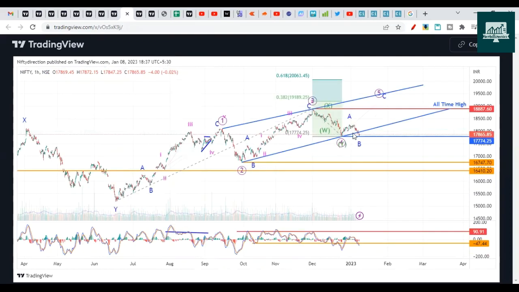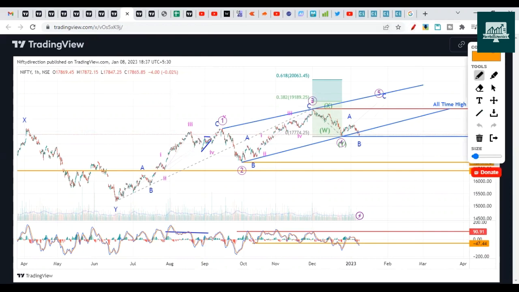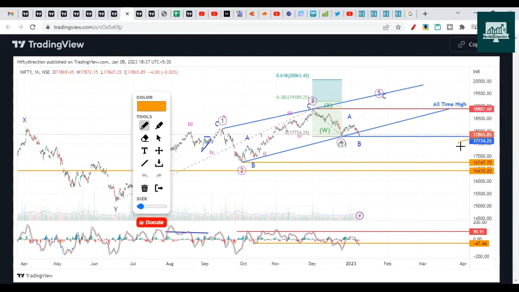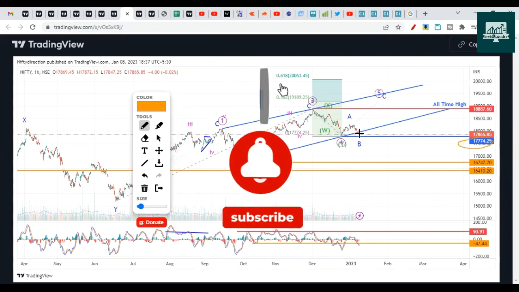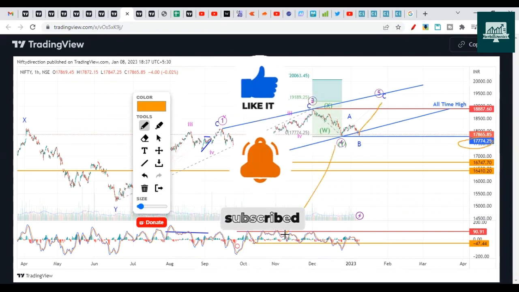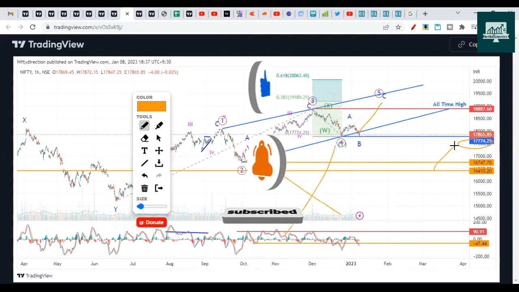This chart we also discussed as an alternate scenario, and mentioned that as long as Nifty does not break 17,774, there is a chance that it can make one more high. So now this chart is invalid, because this level has been broken.